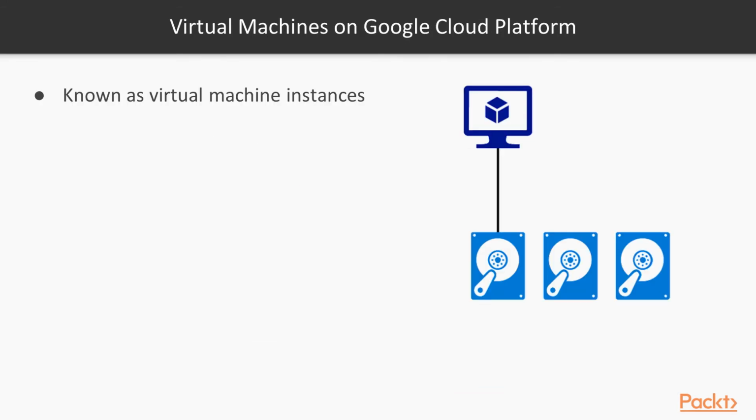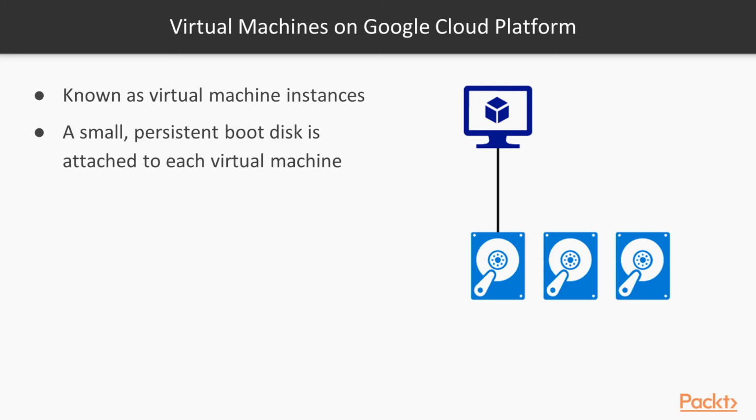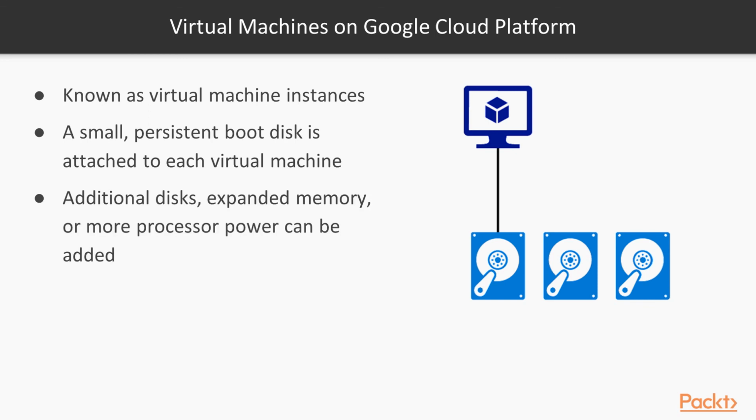On Google Cloud Platform, virtual machines are known as virtual machine instances. And there are a couple of things a virtual machine needs in order to be a real virtual machine. It needs storage, it needs RAM, and it needs processor power, just like any computer. Storage becomes interesting because a virtual machine comes with a small, persistent, that means always attached, boot disk, and then you can add and remove additional disks as you see fit. You can also bump up the RAM, bump up the processor power, and of course be charged for all of that extra memory and processor power as well.